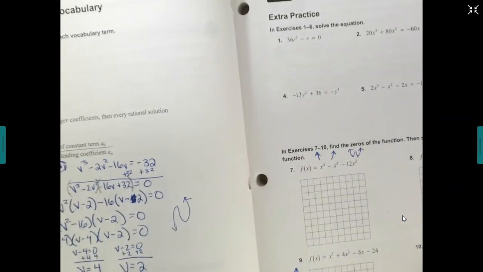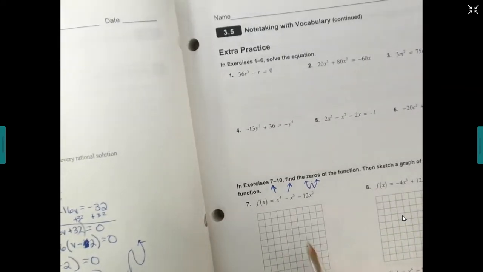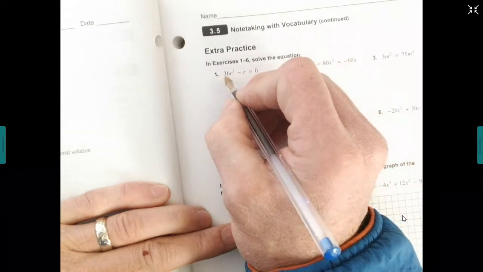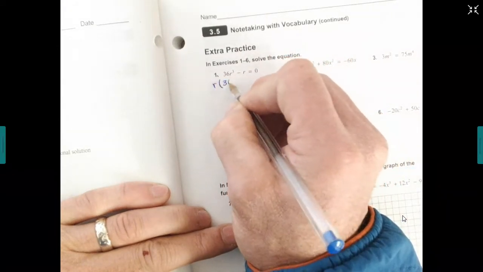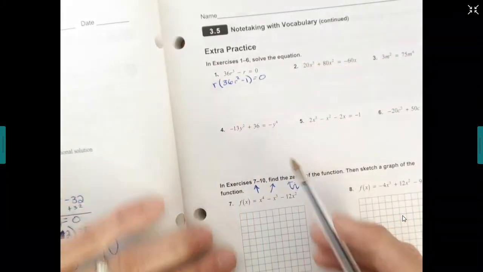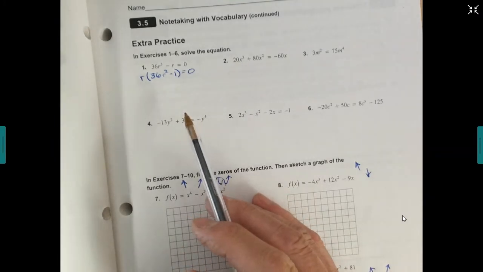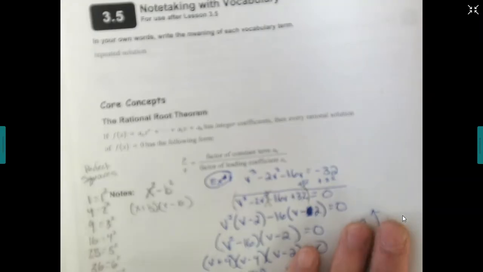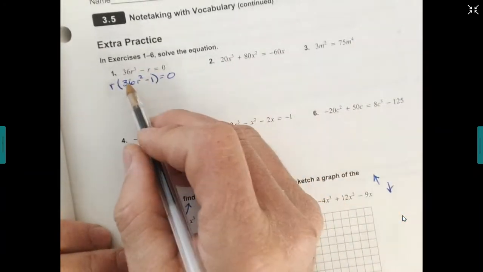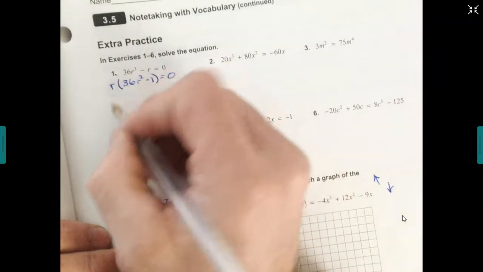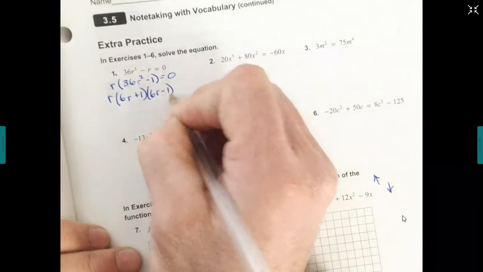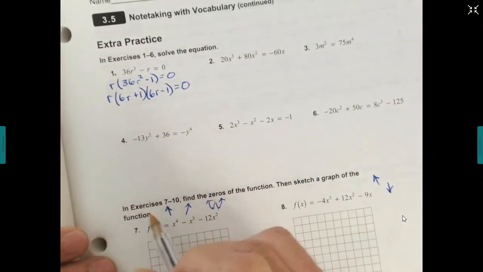Okay, now let's check out a couple of these. So we did some examples. We'll look at this one. We could pull out an r. So we're left with 36r squared minus 1 equals 0. And then if we look at our cheat sheet, we see that 36 is a magic number. So what we have here is a perfect square minus a perfect square. 6r plus 1, 6r minus 1. So there we have our perfect squares.